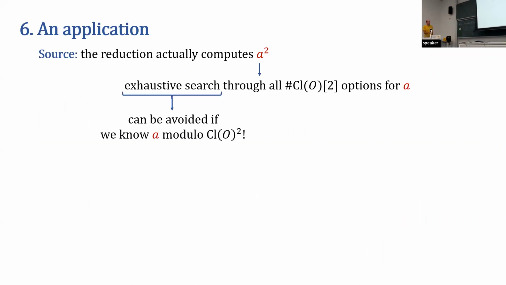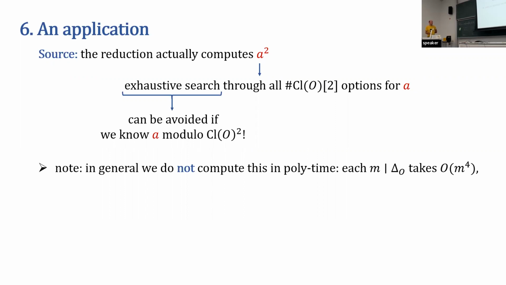But of course, if we can compute A modulo the squares of the class group using our methods, then we can completely avoid this exhaustive search. So we will solve it completely. Okay, so this is the good news. However, one has to be careful because in general, as I said, we don't compute this in polynomial time. Our complexity really depends on the size of this m that we are considering. So for small m, we can compute this efficiently, but for large m, we can't.